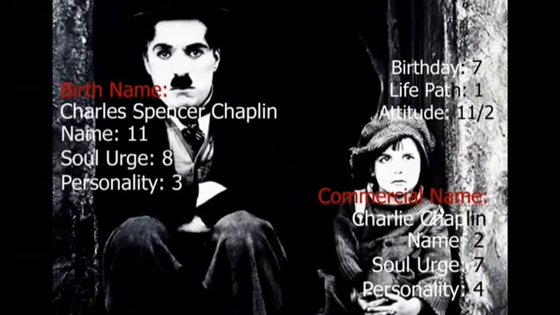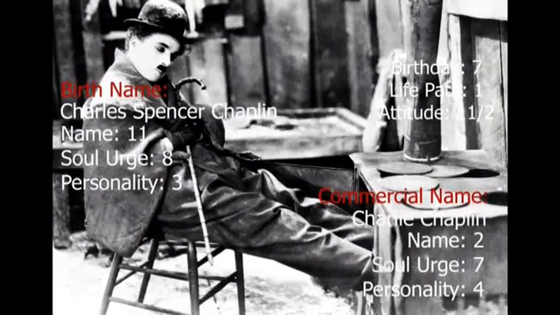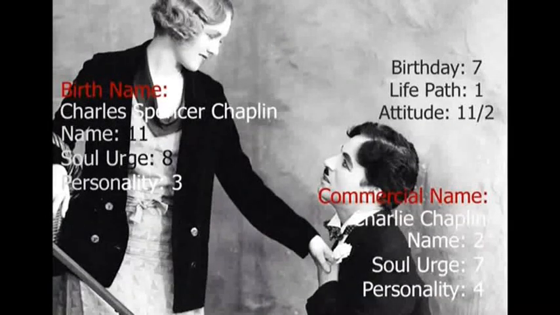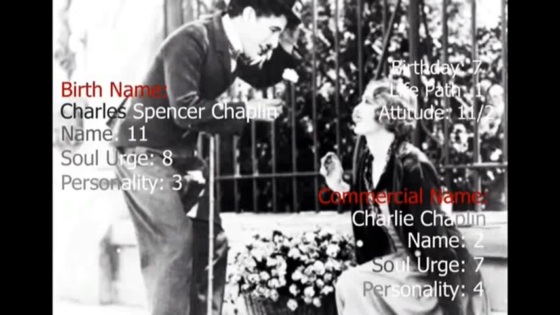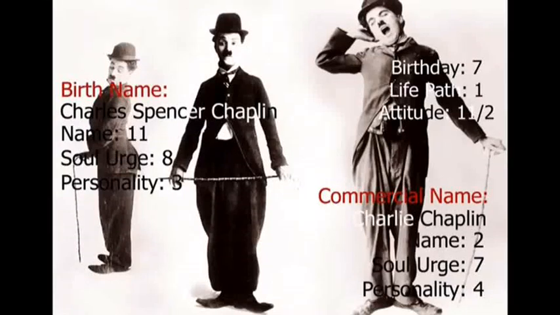His birth name gives a soul urge of 8, which means wanting to gather wealth in his early life. Commercial name gives a soul urge 7, which is wanting to explore himself deeper and his own abilities. Birth name gives a personality 3, which made people think that he was very charming, entertaining, and cheerful. Commercial name later gives a personality 4, which gave an impression of dependability, reliability, and stability. So that's Charlie Chaplin for you.